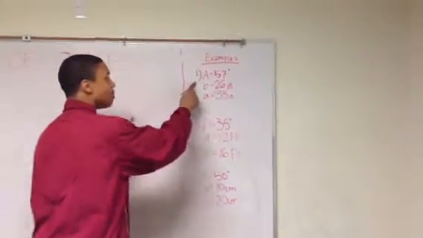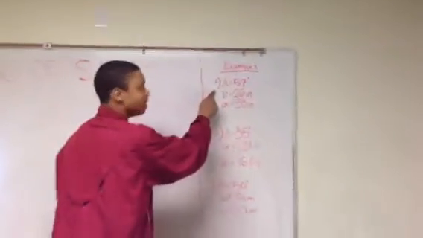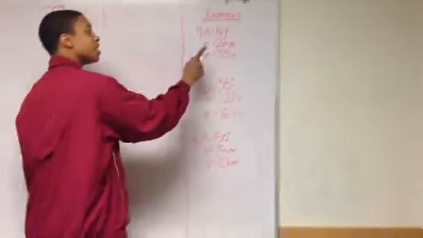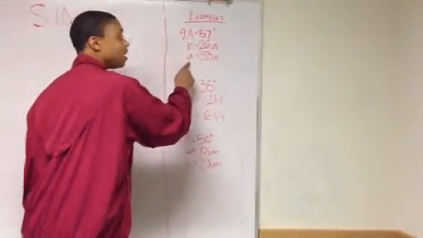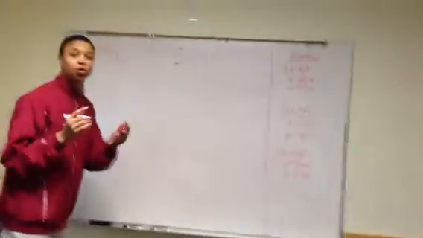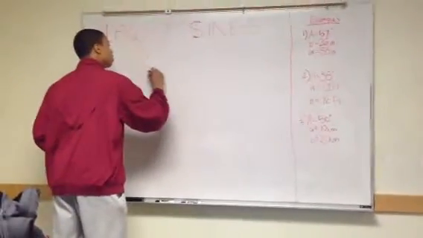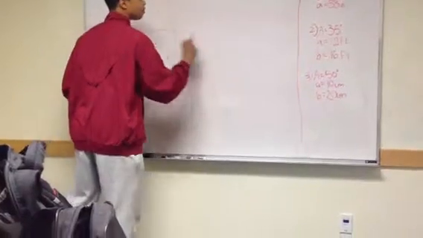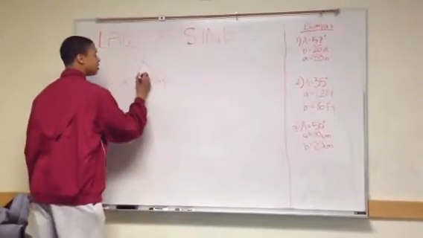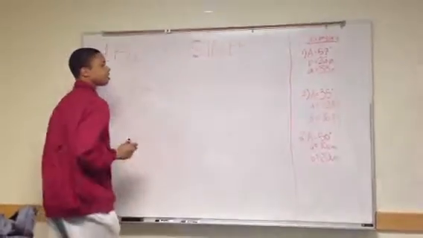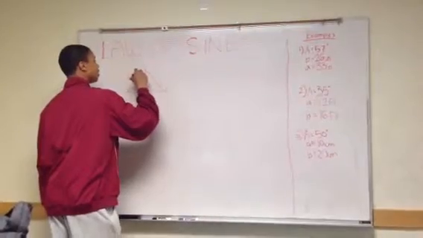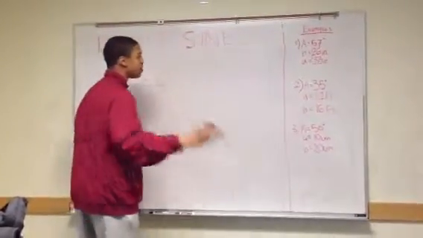A is our main angle, which is 57 degrees. B is our main side, which is 26 inches. A is a side, that's 33 inches. Now, the first thing you want to do is visualize it, so you'll draw a triangle. Since A is 57 degrees, you write that right here. Since B is 26 inches, you would write that right here.